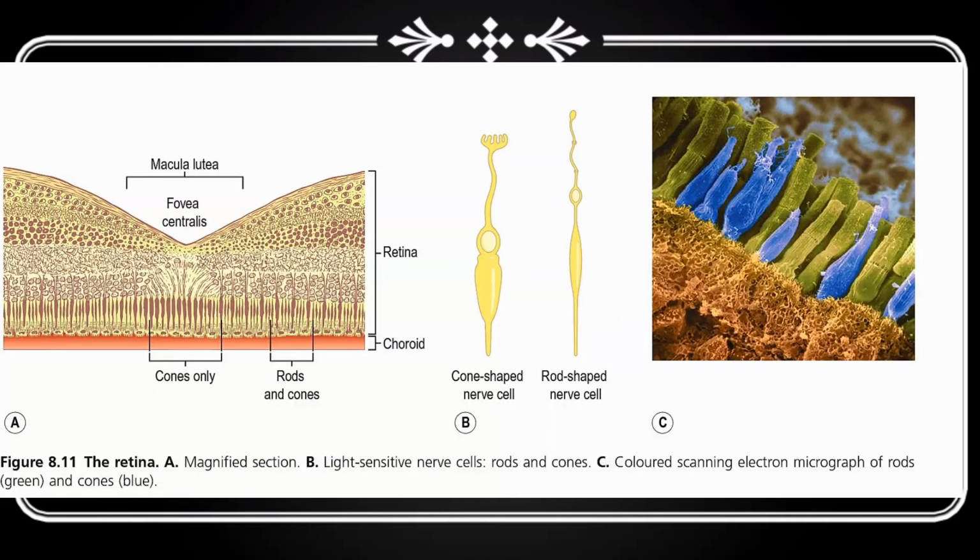Again, this is a picture of the rods and cones, and the picture of the macula lutea and fovea centralis. In the fovea, there are only cones, and towards the periphery, there are rods.